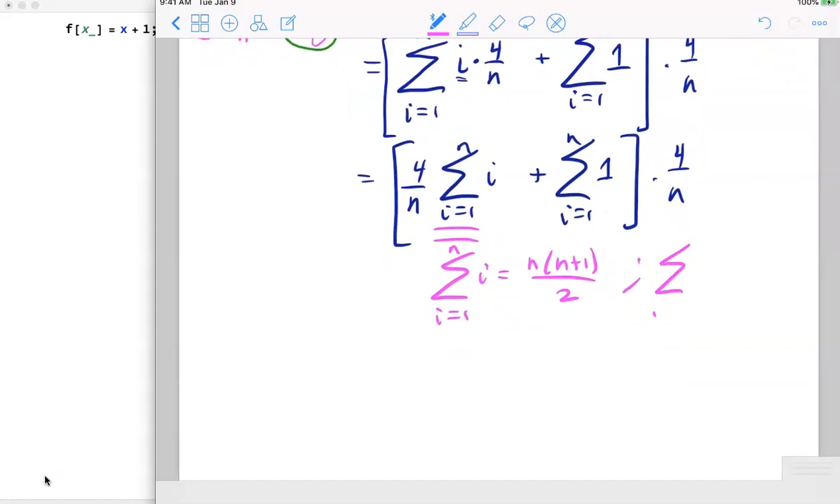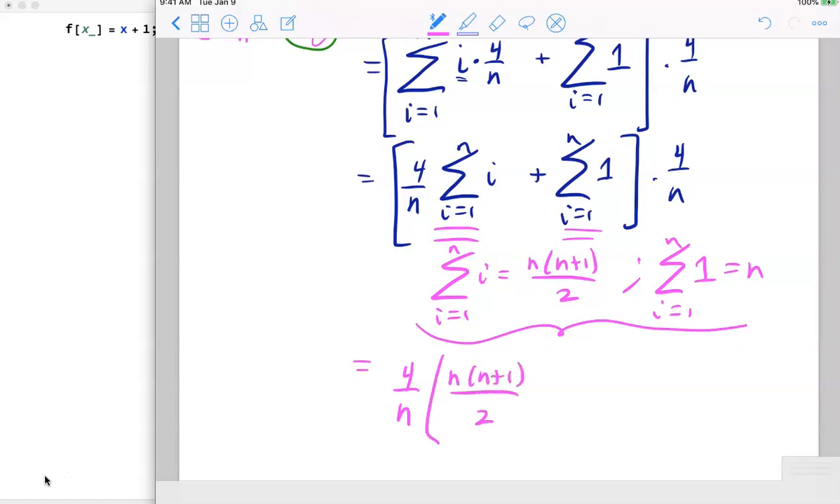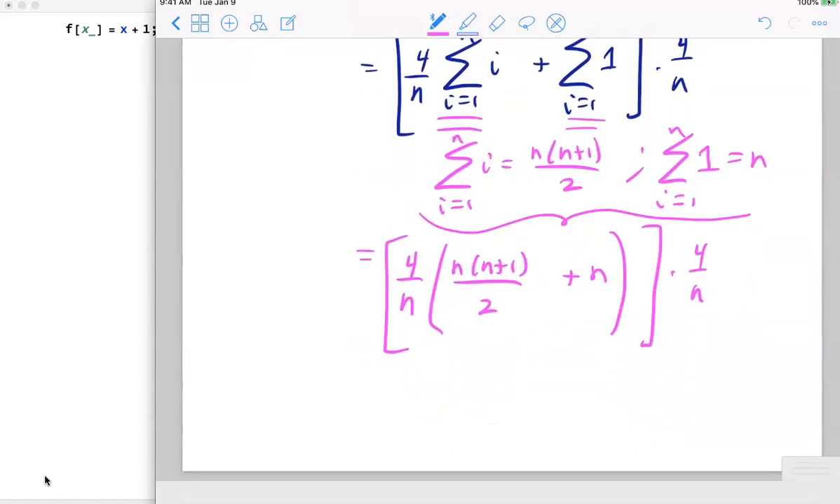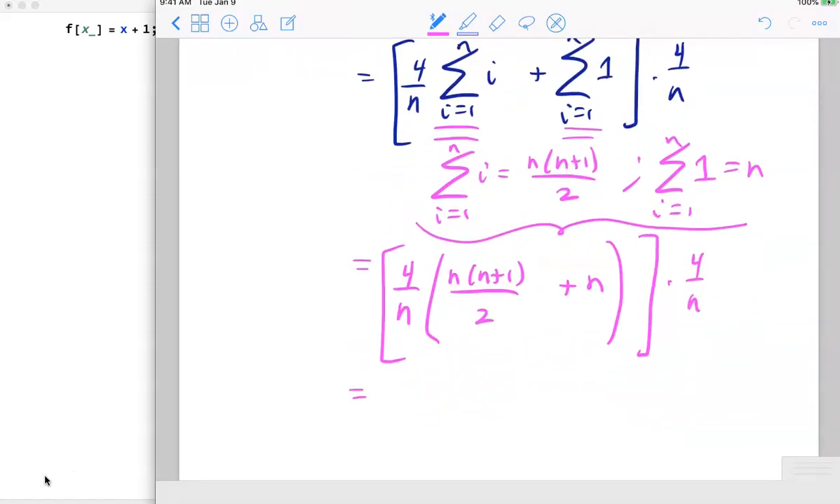And the summation from i going from 1 to n of 1 is equal to n. So putting all this together and applying these two formulas will lead to 4 over n times n plus 1 over 2 plus n, and all of that will be multiplied by 4 over n. And if you do a little bit of algebra here, distribute the 4 over n, the n will cancel, and you'll be left with 4 times n plus 1.